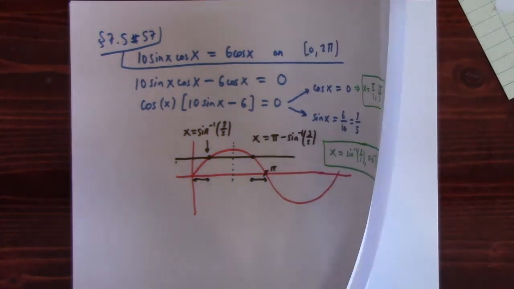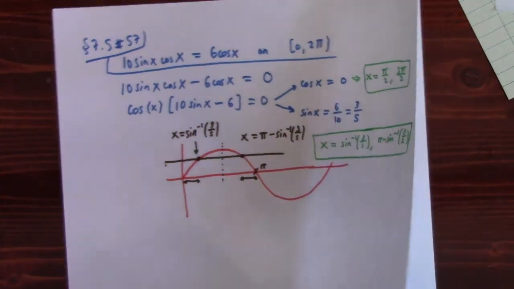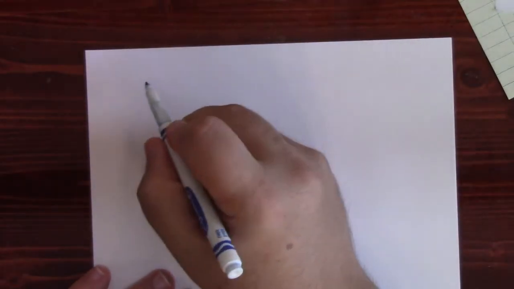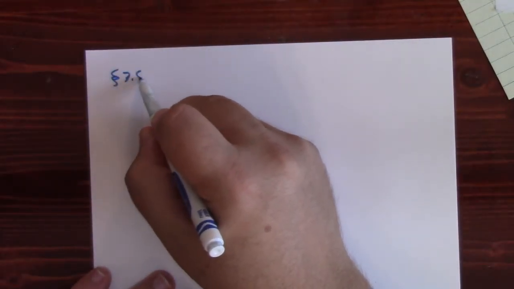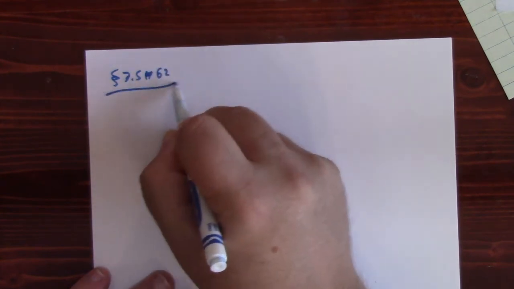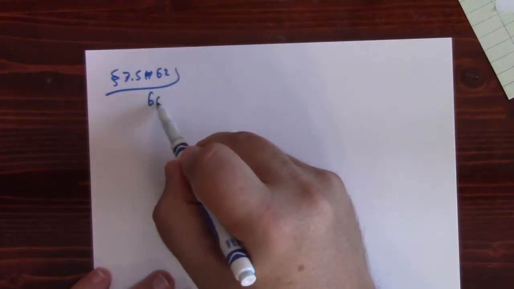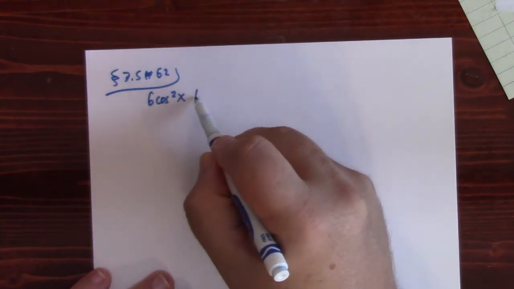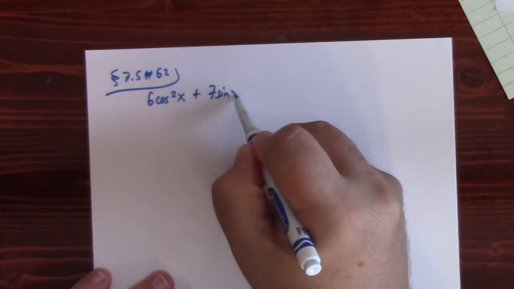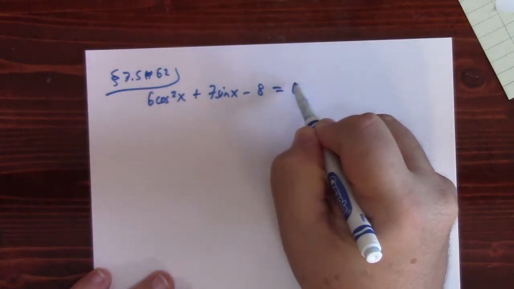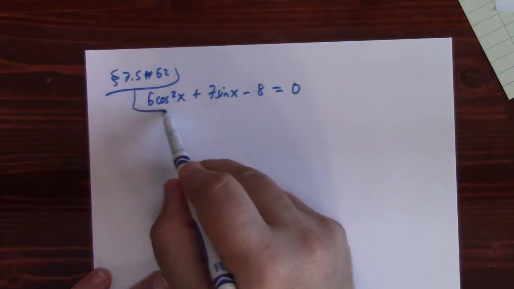All right, next up here, number 62 of 7.5. So here we've got 6 cosine squared x plus 7 sine x minus 8 equals 0. Solve that.